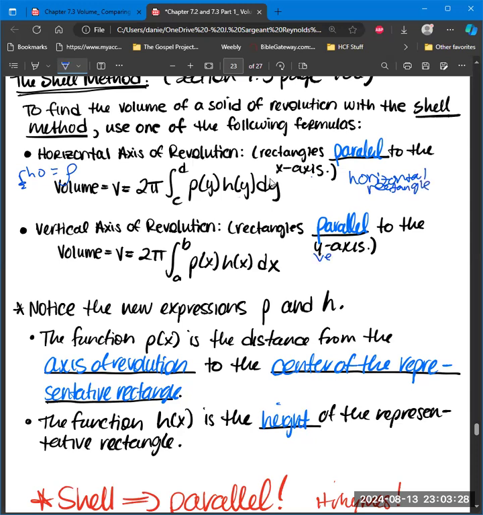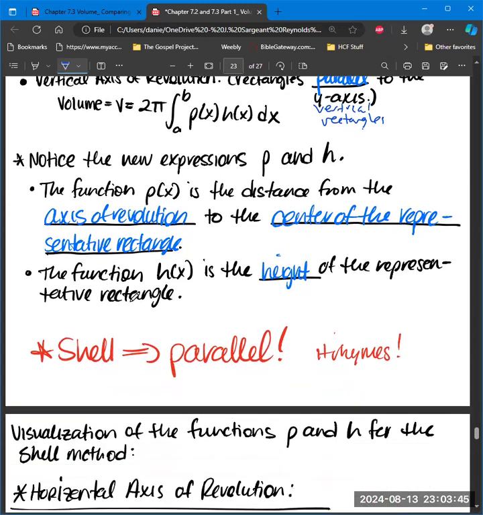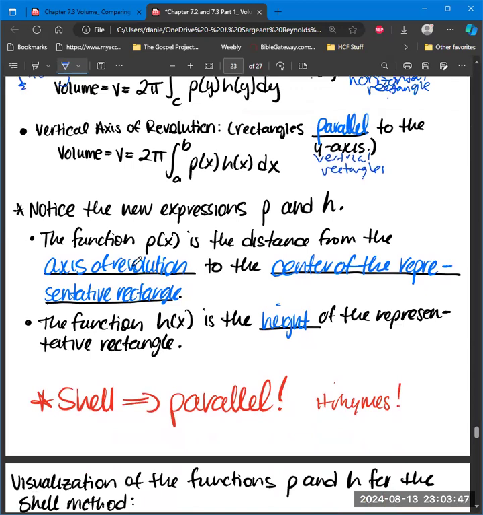And these are going to be vertical rectangles. And it shouldn't surprise you that if you have vertical rectangles, you still have a dx. If you have horizontal rectangles, you still have a dy. So notice the new expressions, p and h.